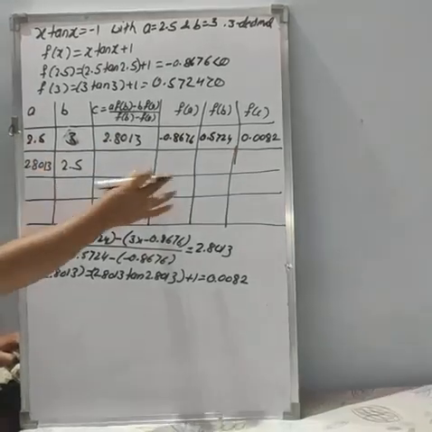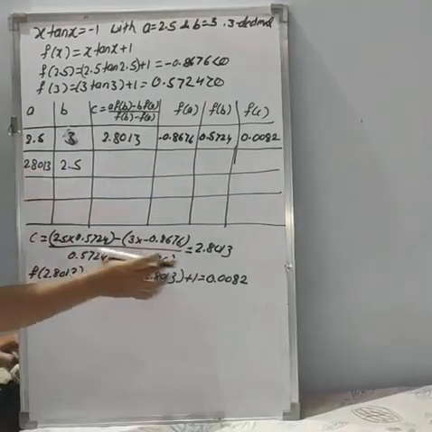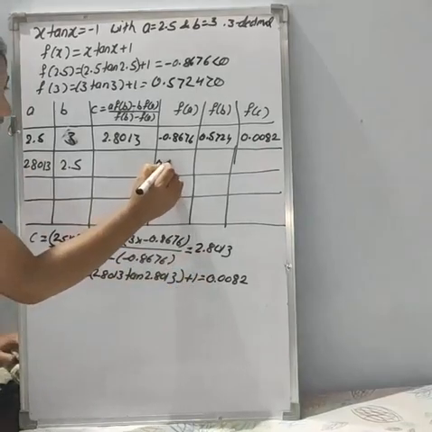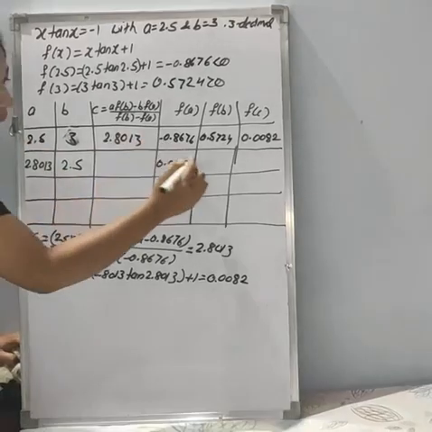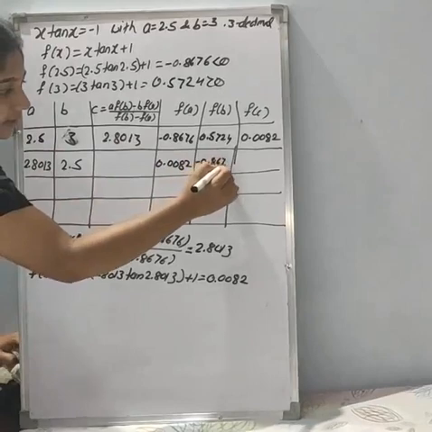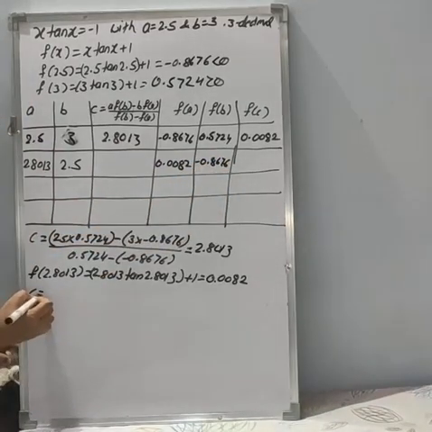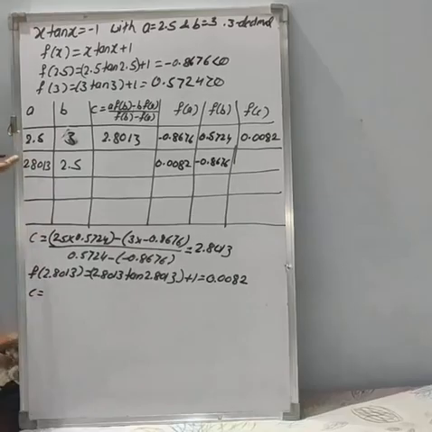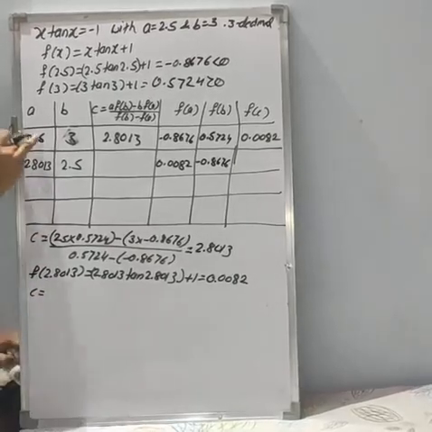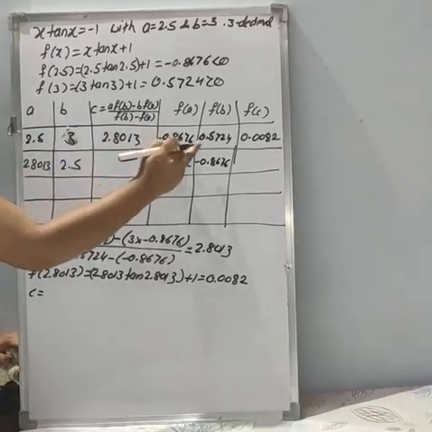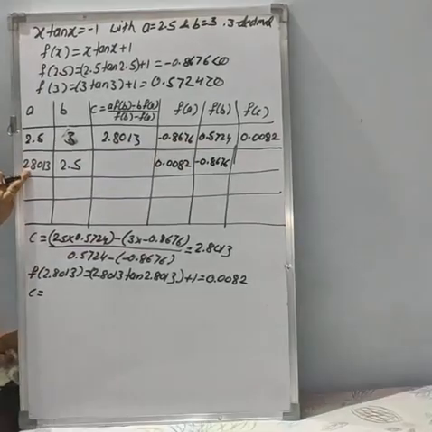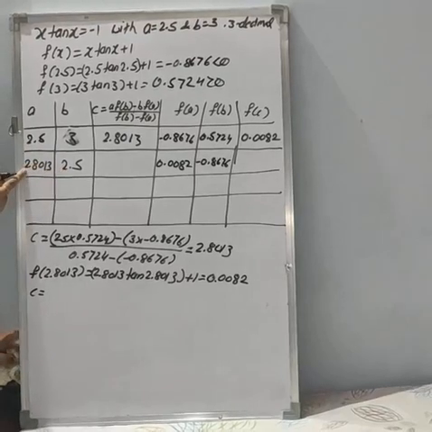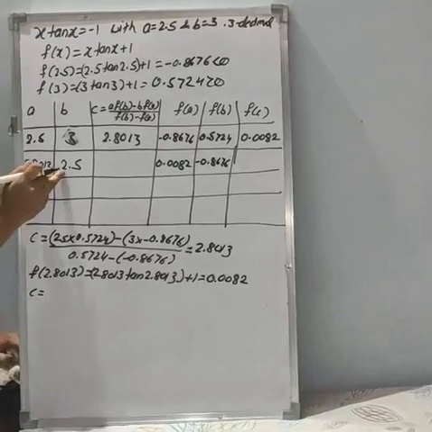Okay. So again first write down these values. What is f(2.8013)? We have 0.0082. And f(2.5), this is 2.5, so f(2.5) is -0.8676. Now again use the formula. If you are using the formula to find the first root, we take this as the value for a, this is b, this is f(a), this is f(b). Similarly, if you are finding the second root, now our value of a is this 2.8013, and this is the value of b now.